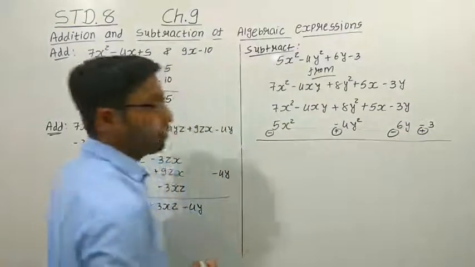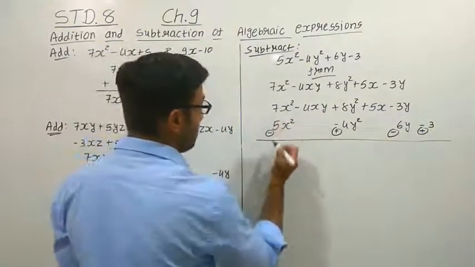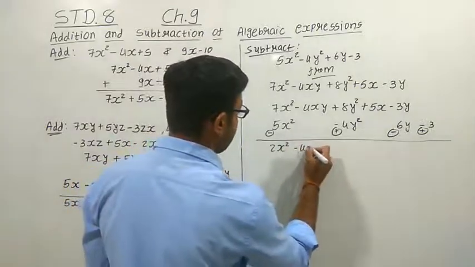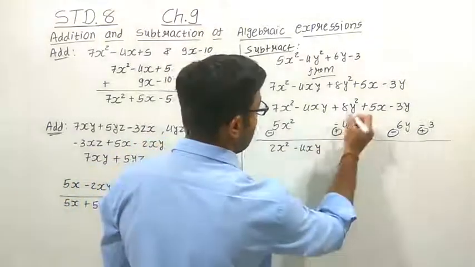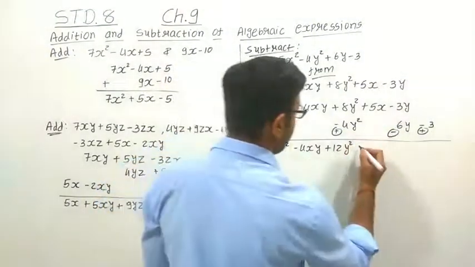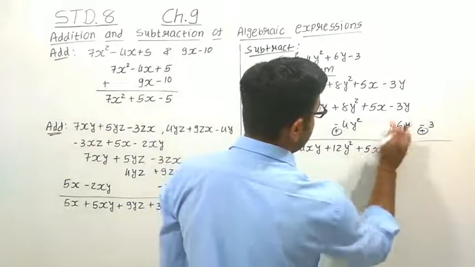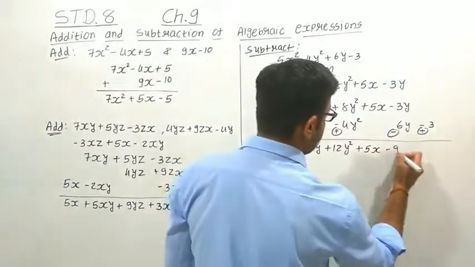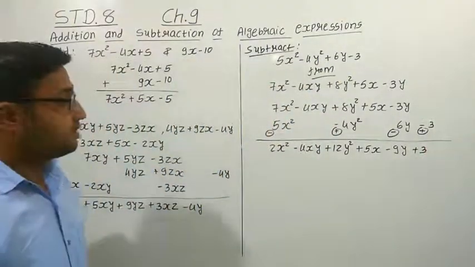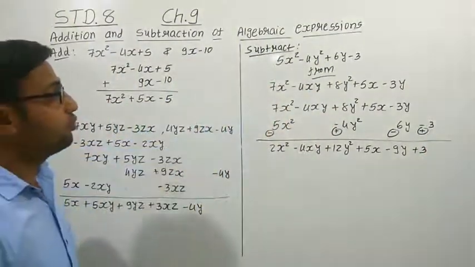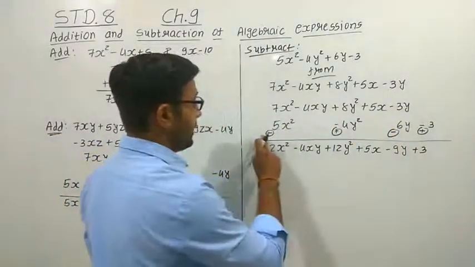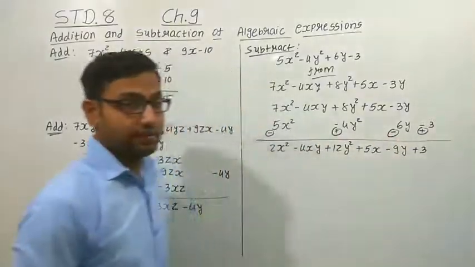Now we can add both these terms. 7x square minus 5x square, that is 2x square; minus 4xy remains as it is. 8y square plus 4y square, that is equal to 12y square. This 5x as it is. Minus 3y minus 6y, that is minus 9y, and here this is plus 3. So this is how we can subtract the two algebraic expressions. First expression we have to write down as it is. For the second expression we have to change the sign, right?